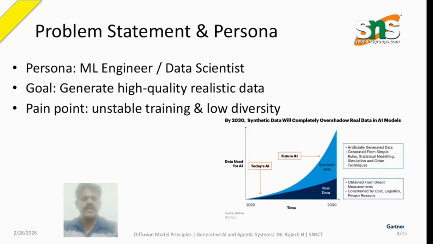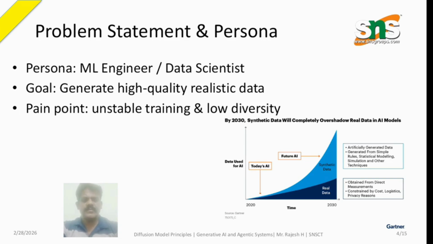So here the problem statement: let's assume a machine learning engineer or data scientist wants to create high quality realistic data, and their pain points are unstable training and a very low level of synthetic or photorealistic data with diversity.